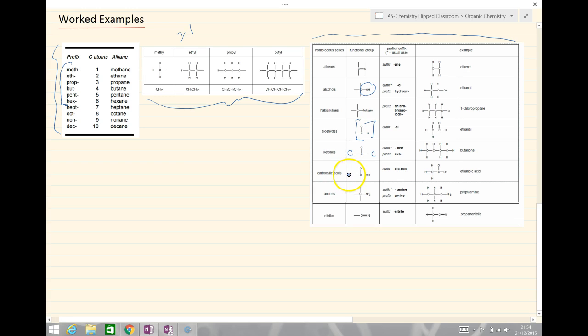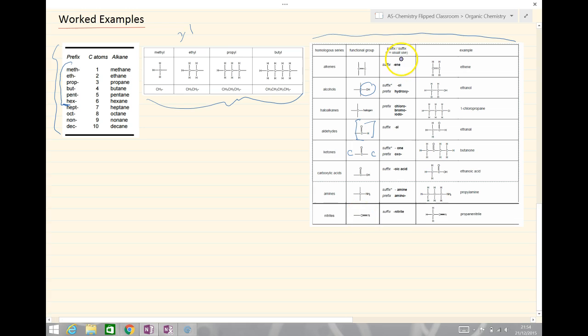We have the carboxylic acids, which is identified by a carbon double bonded to an oxygen with an alcohol group. We have the amines, which is a carbon bonded to a nitrogen, which is bonded to hydrogens. And the final group is the nitriles, in which we have the carbon triple bonded to a nitrogen.